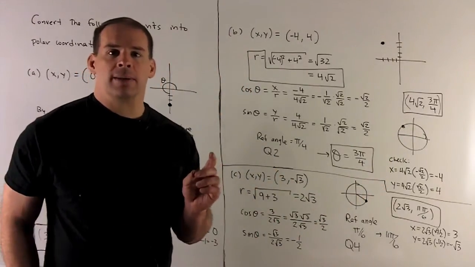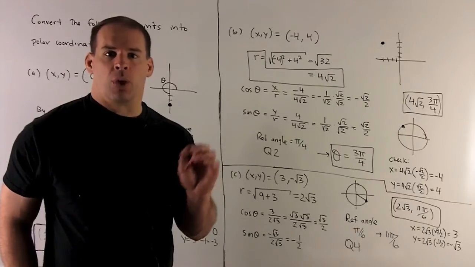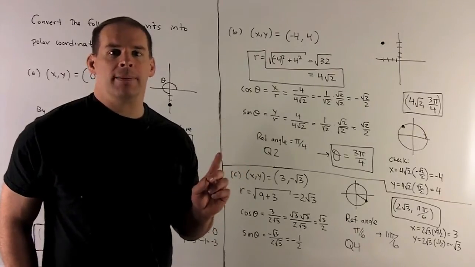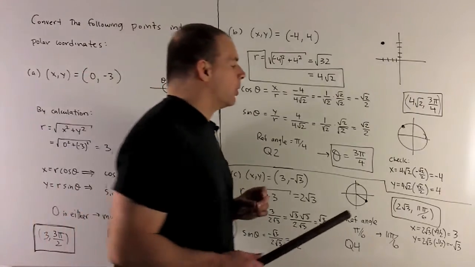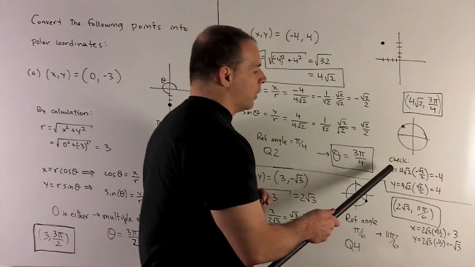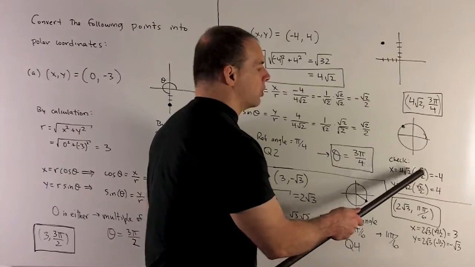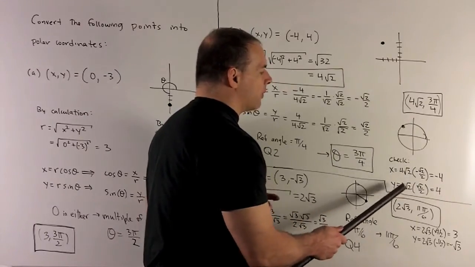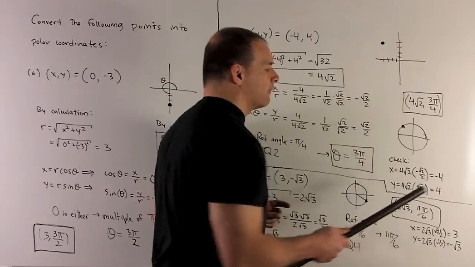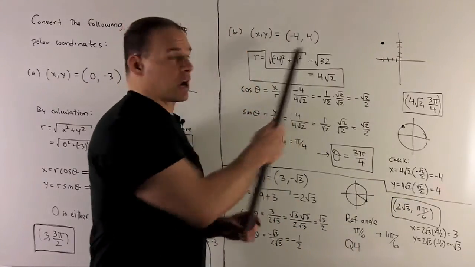Then the final check: we put r and theta into our equation for x and y and make sure we get the same rectangular points back. So if I put r and theta into the equation for x, it's r cosine theta, out comes a minus 4. And then for y, we have r sine theta, out comes a 4, and that checks our rectangular.